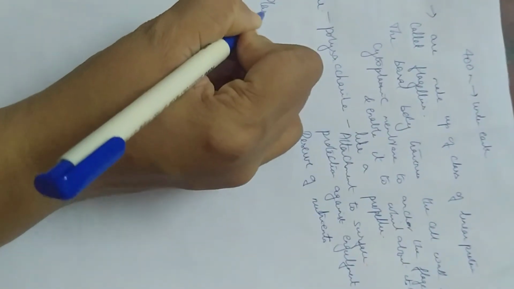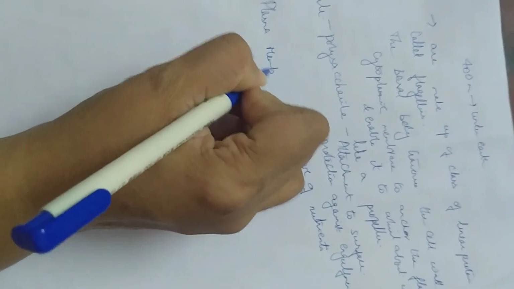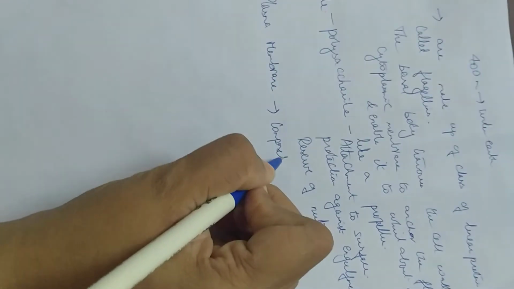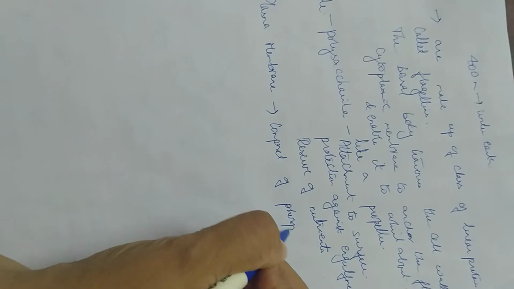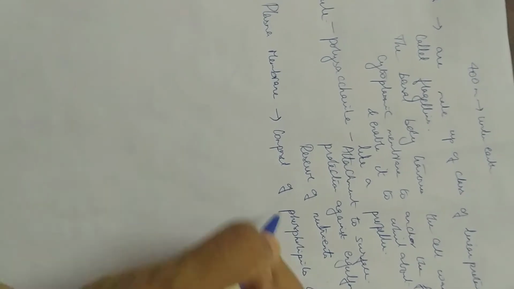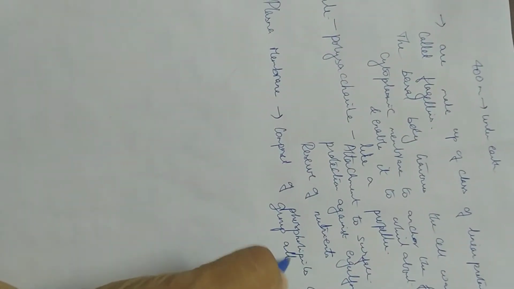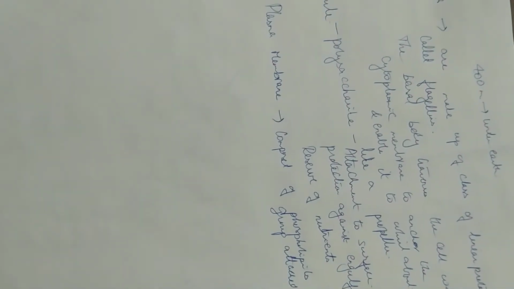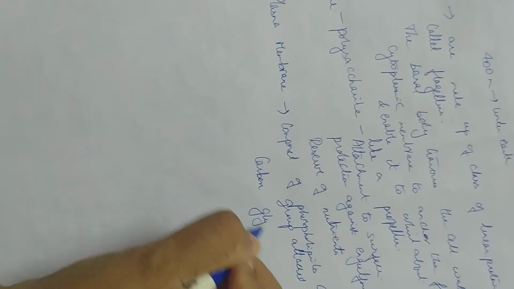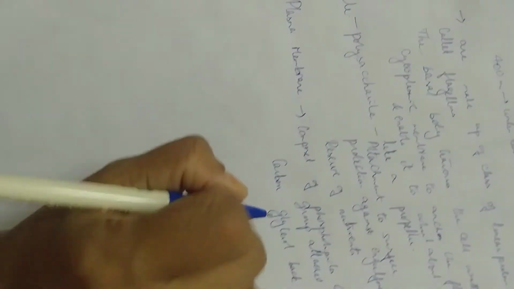Next is the plasma membrane that we have seen in the structure. The plasma membrane is composed of phospholipids, which contain a polar group attached to a 3 carbon glycerol backbone. So this is the plasma membrane.